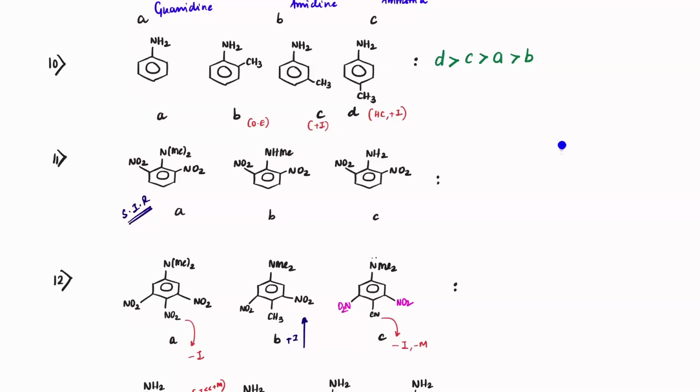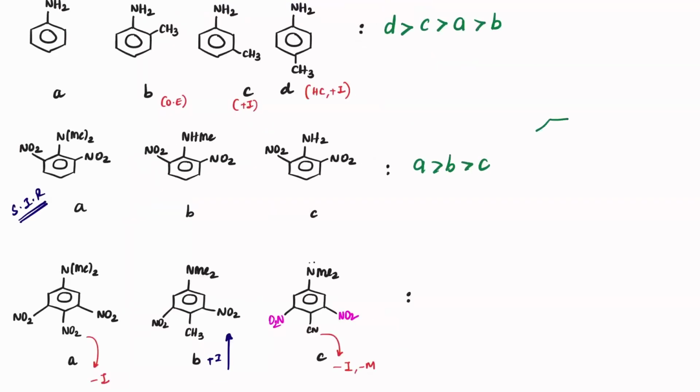Next, 11th, check out. We have A, B, C here. So now what happens when you have two methyl groups? In case of two methyl groups, then SIR will be dominant. Since SIR is dominant here, we can say A is the strongest base, then B, then C. SIR means steric inhibition of resonance.